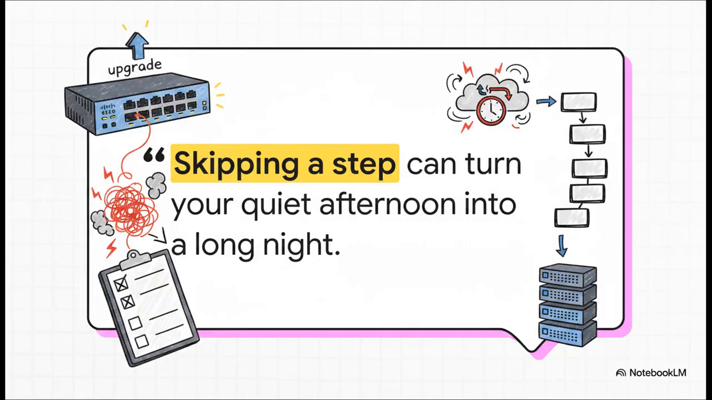Skipping a step in this process is exactly what turns your quiet, productive afternoon into a very long, very stressful night. Upgrading a Catalyst 9200 isn't inherently the most difficult task out there, but man, it is incredibly unforgiving if you get kind of sloppy. Missing a single detail is what leads to network downtime and just frantic troubleshooting, and that is exactly what we are going to avoid today.